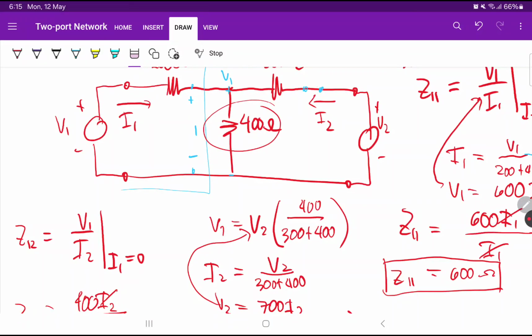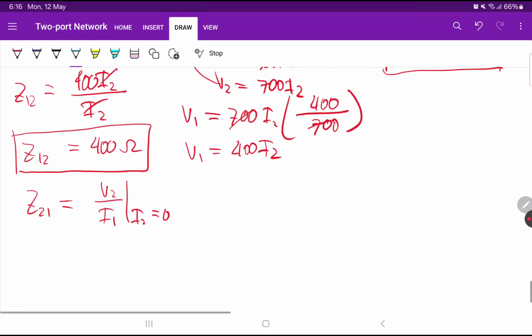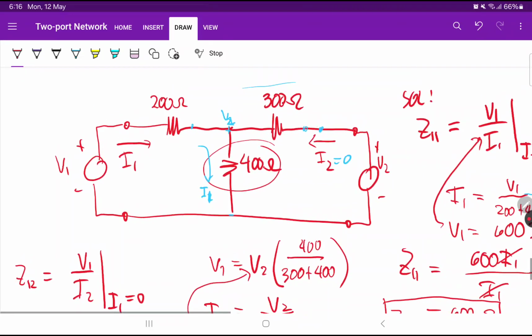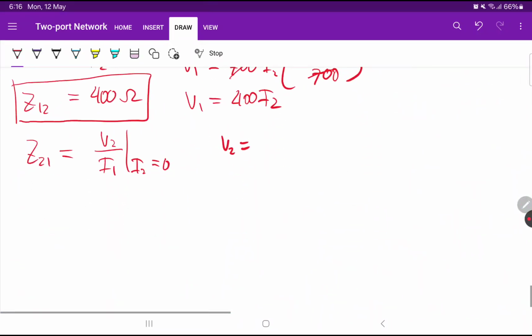So let's just erase this first. I2 will be equal to 0. If that's the case, this will be equal to V2. So the voltage across the 400 ohms is V2. Without using the voltage divider, it's a simpler way to solve this one. I know that the current flowing through the 400 ohms is also I1. So from that, we can say that V2 is the voltage across 400 ohms. By Ohm's law, we just need to multiply 400 with I1.